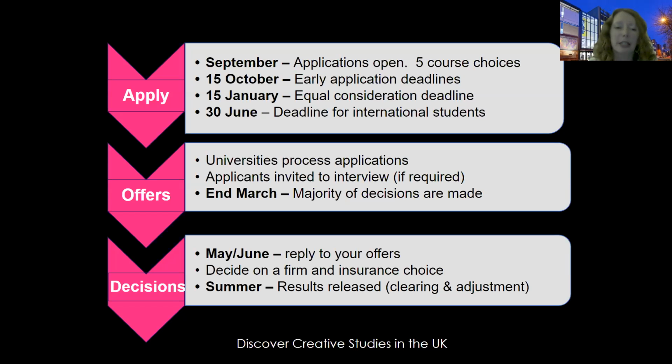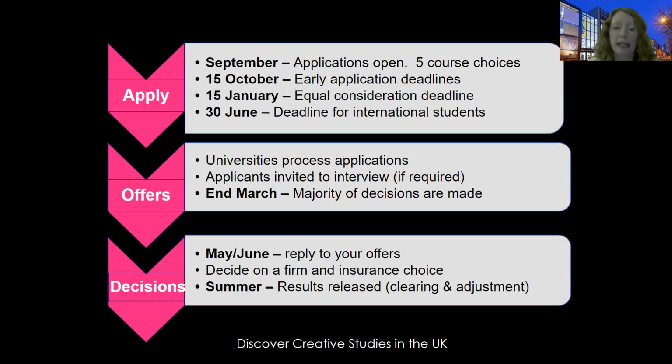The deadline to focus on is the 15th of January in normal years, but this year it is a little bit later. So that is the equal consideration deadline. The 30th of June is another deadline for international students. So international students do have that extra bit of flexibility. But although the 30th of June is the international student deadline, do still aim for the January deadline to ensure equal consideration of your application.